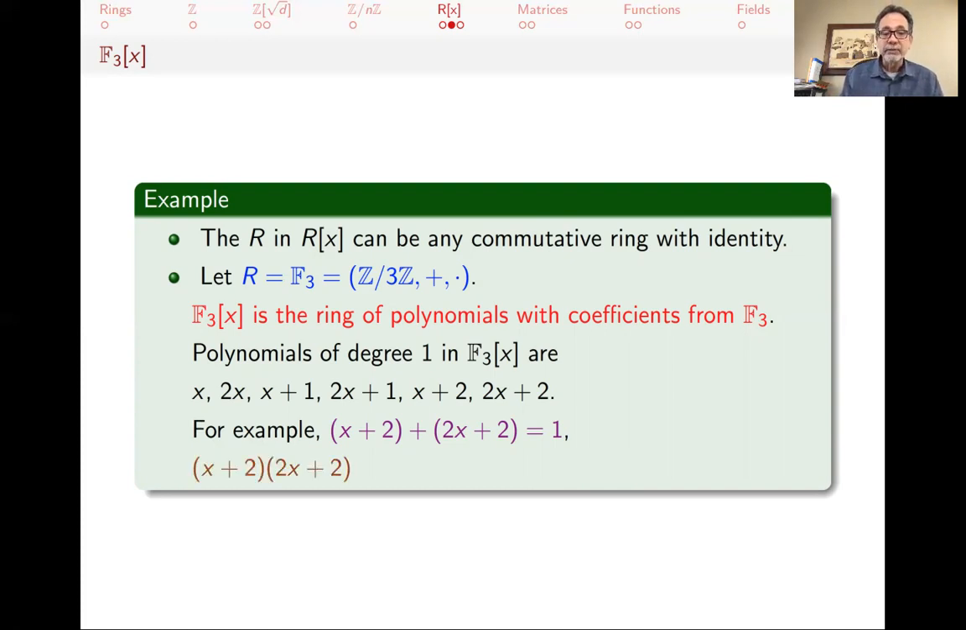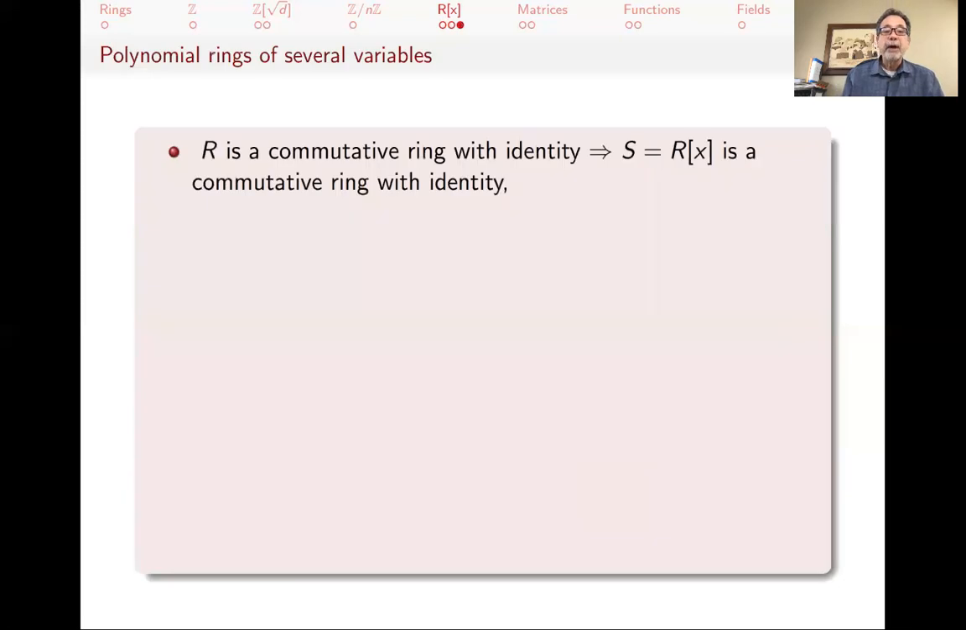And if I multiply x plus 2 and 2x plus 2, then I get 2x squared plus 2x plus 4x, but 4x is the same as x, and 2 times 2, which is 4, is the same as 1. Then x plus 2x is 3x, and that's 0, because again the coefficients are in F3. And so I get 2x squared plus 1. So that's an example of how you might do addition and multiplication in the ring F3[x]. But as I said, this R could be anything.